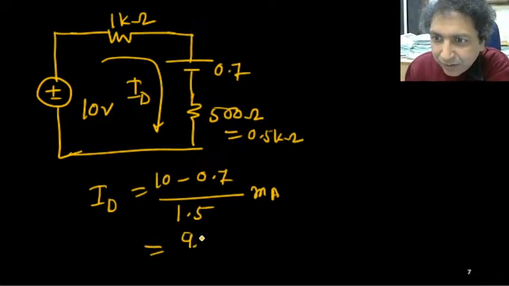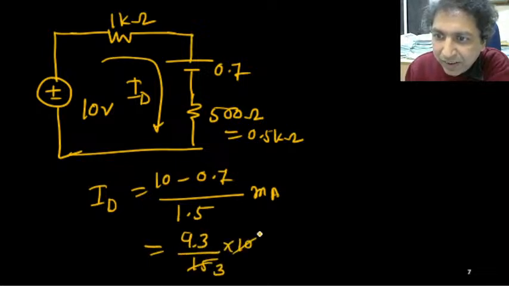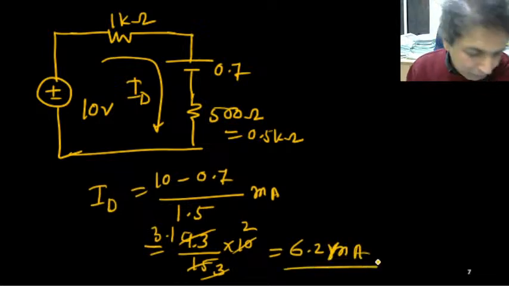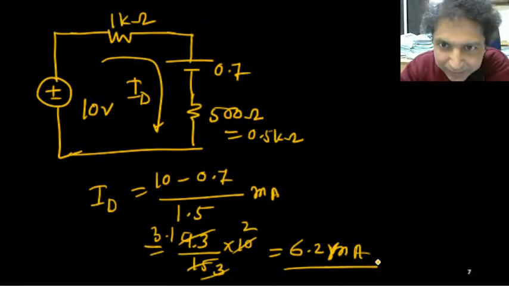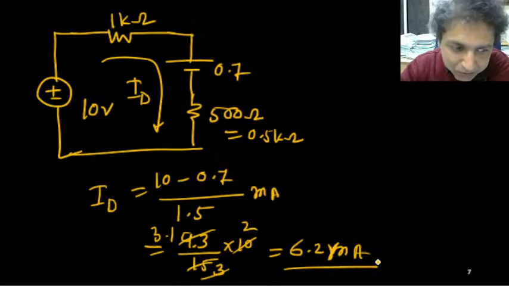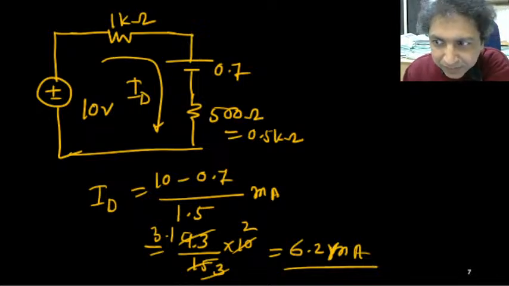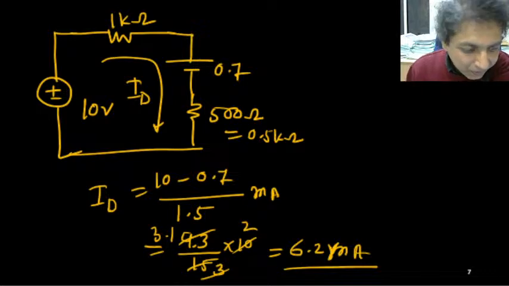So you will get 9.3 upon 1.5, which is 6.2 milliampere. Yes, all of you are correct. The answer is 6.2 milliampere. Okay, I hope you have got this point. It's fantastic. Okay, so can you solve the next problem?